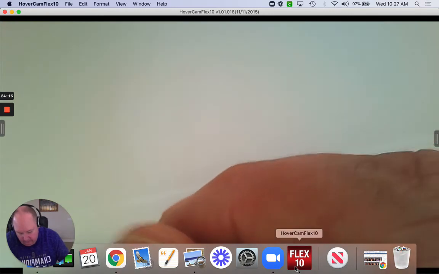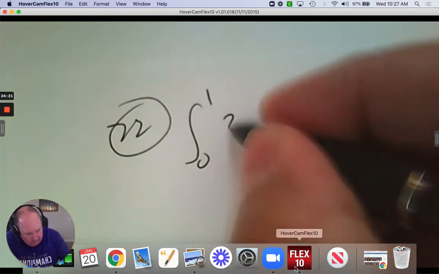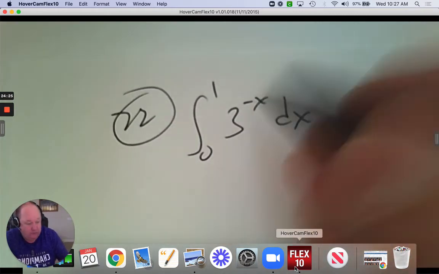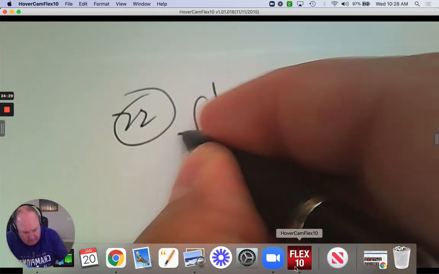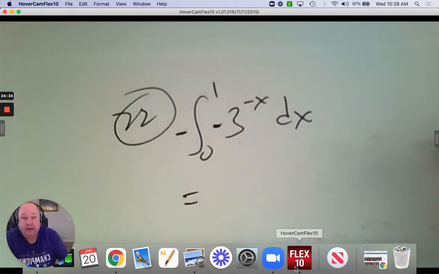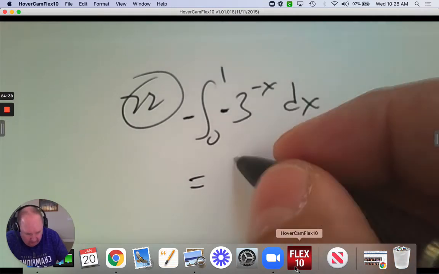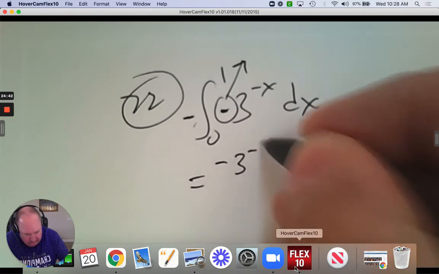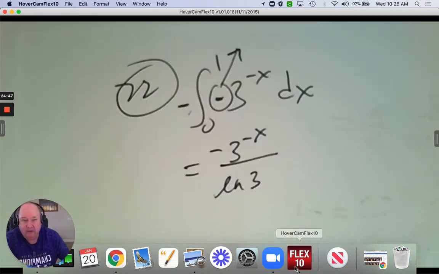In number 22, again, it's a definite integral. It's 3 to the exponent negative x dx. So the derivative of negative x is negative 1, so it needs to be a negative in front, so I have to undo it with another negative. So if I multiply it, that's what it is. The rule for an exponential, where the base is not e, is to copy it. So this gets unhooked, so I have negative 3 to the negative x. And then I need a ln 3 when I do the antiderivative.